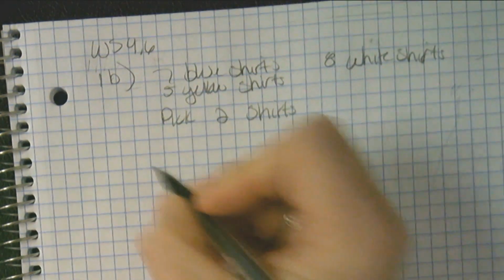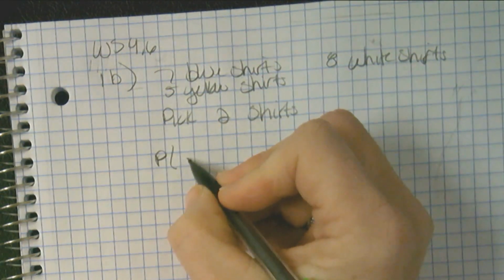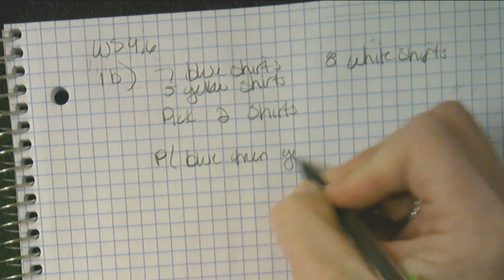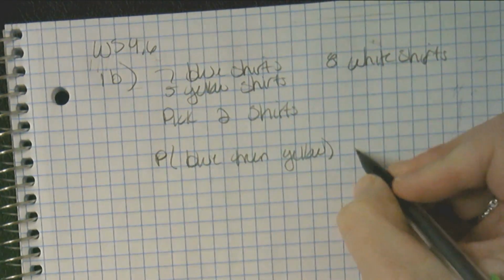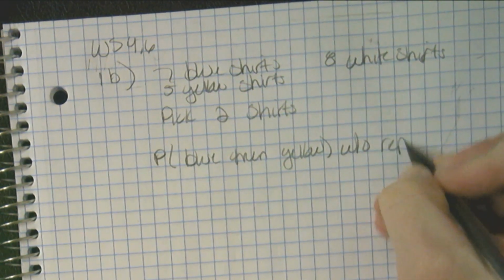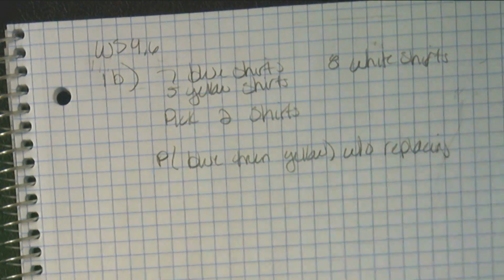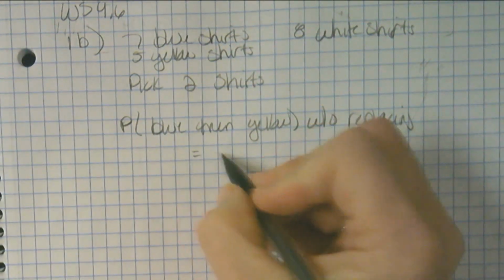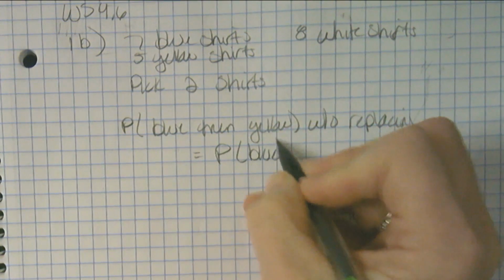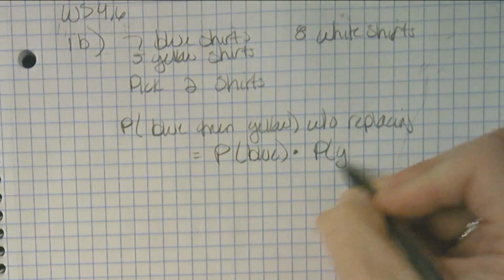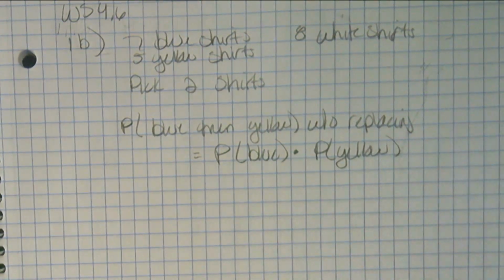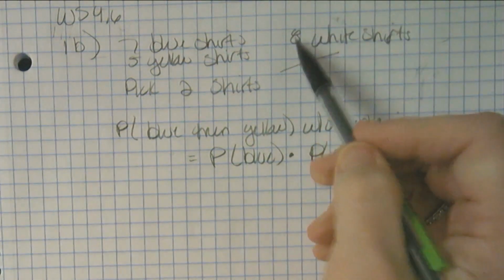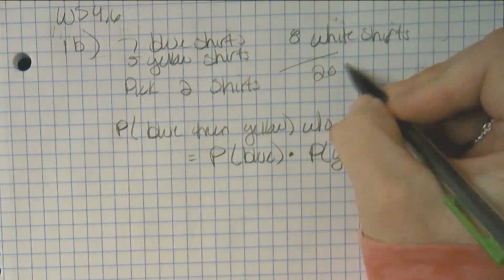1B has us, we want to find the probability of picking a blue, then a yellow, and this is without replacing. Is this the one you're talking about? Okay. So this is what we are finding. So to do this, we're going to take the probability of picking a blue, and we're going to multiply it by the probability of picking a yellow. All right. Well, I first need to know the total number of shirts. So I believe I have 20 shirts.